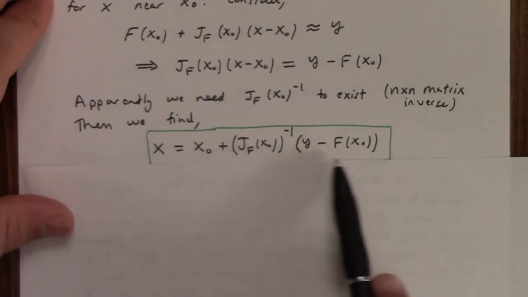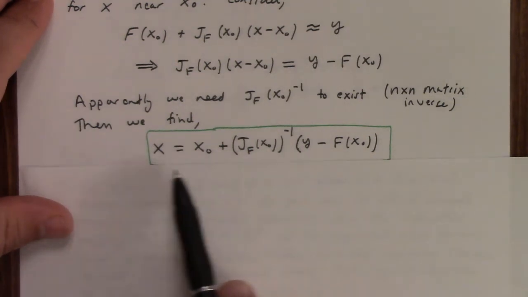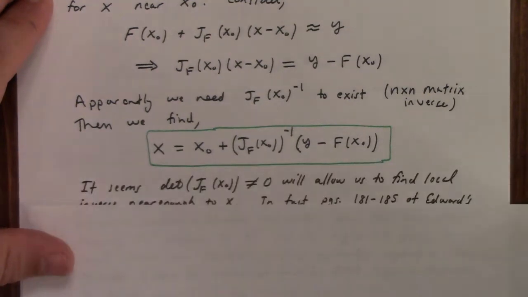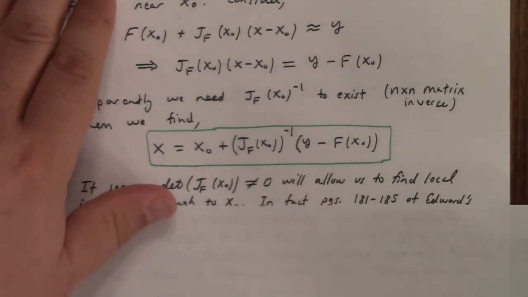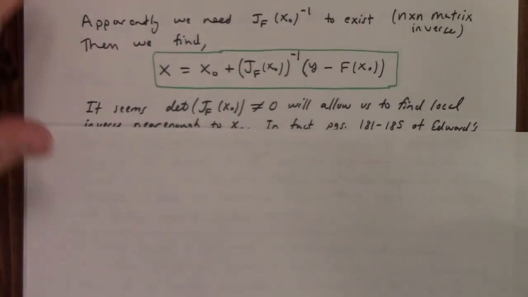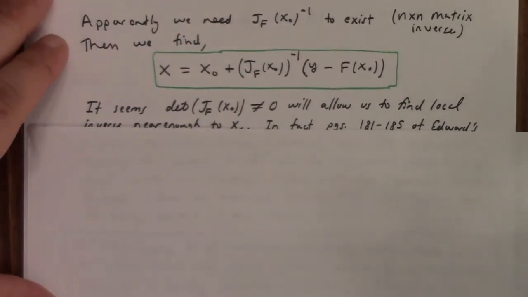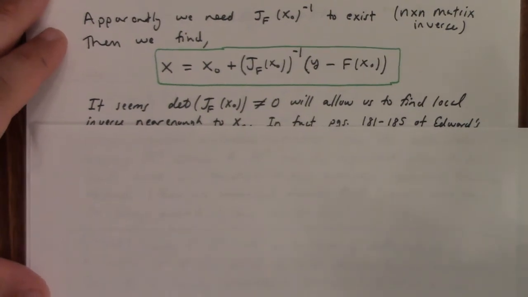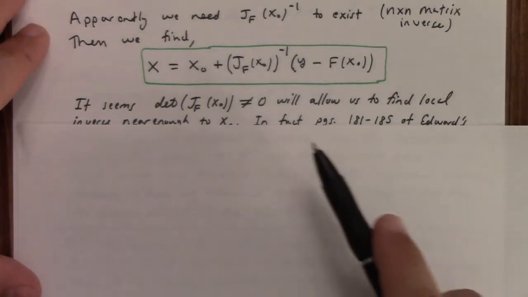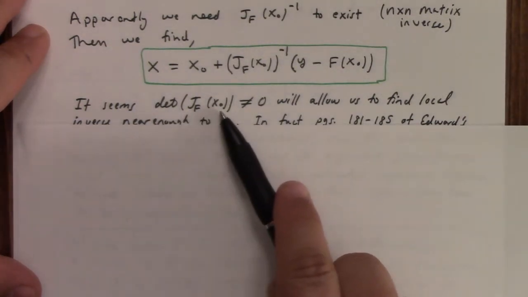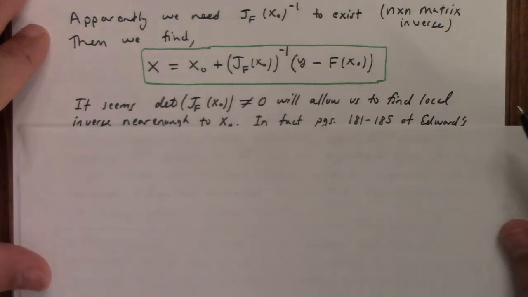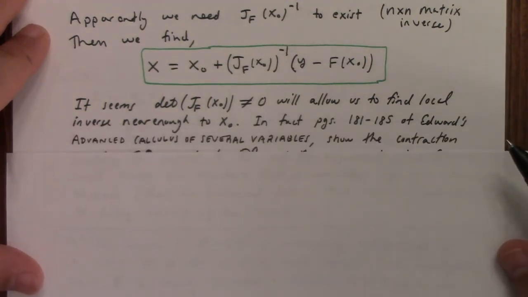And there you go. That's like an approximation to the inverse right there. Well, it's the first approximation, I think. The 0th approximation is just say the inverse is a constant. But anyway, more on that in just a second. And so it seems like the determinant of the Jacobian matrix being non-zero might allow us to find local inverses near enough to x naught. And in fact, that's the case.